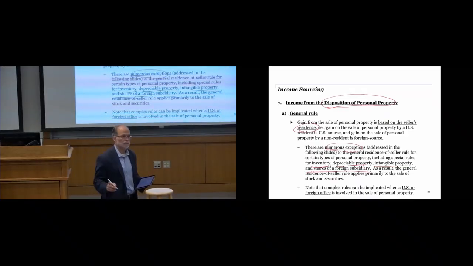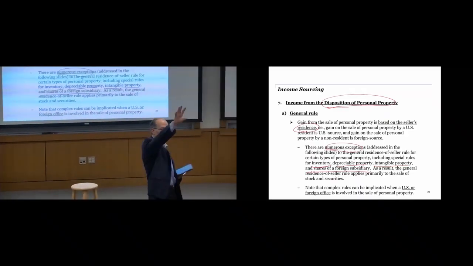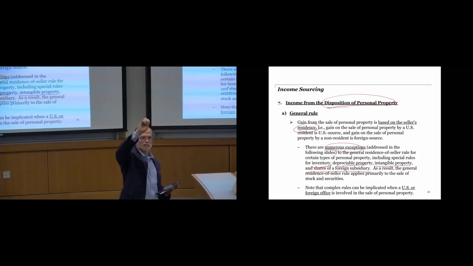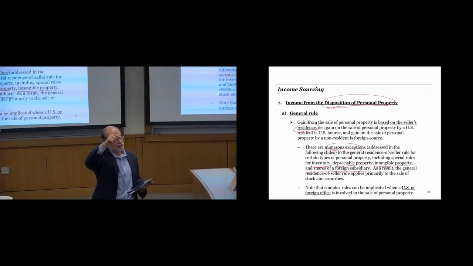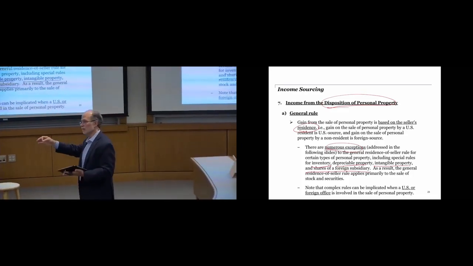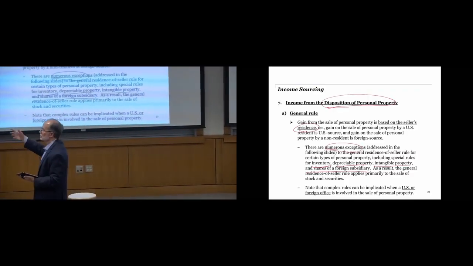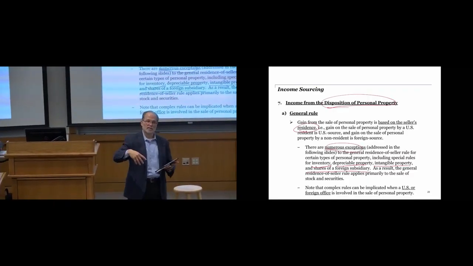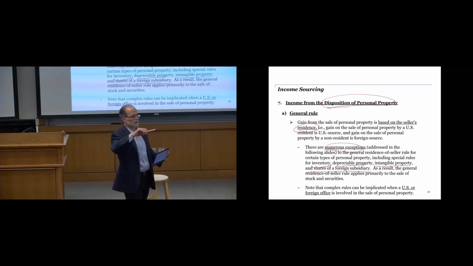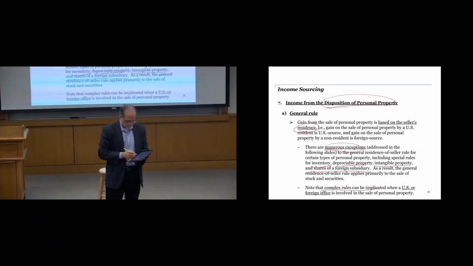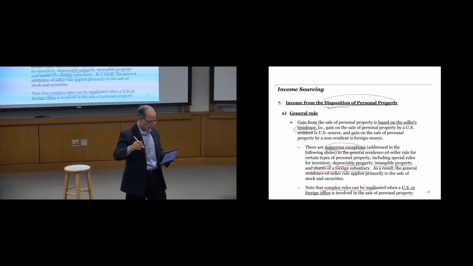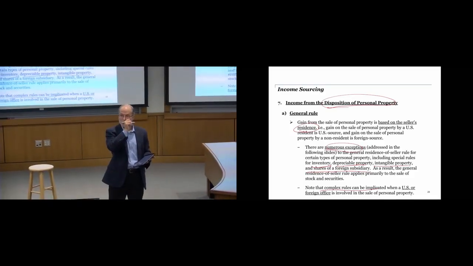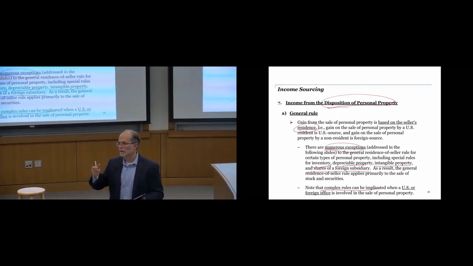So we have a general rule for personal property, seller's residence. Then we have to look at, well, what type of personal property is it? Is it inventory? I have special rules for inventory. Is it depreciable property, property I have taken depreciation deductions on in the past? I have a special rule I have to go through there. So this is where it gets, again, a little bit more convoluted. And there are complex rules when a U.S. or foreign office is involved in the sale of personal property. So those rules can be implicated as well in real world fact patterns.